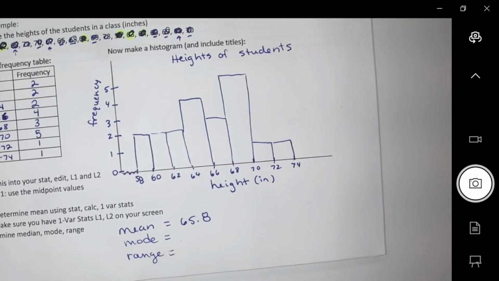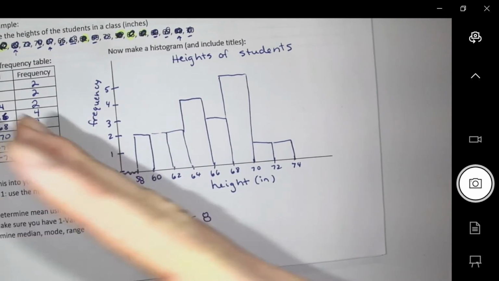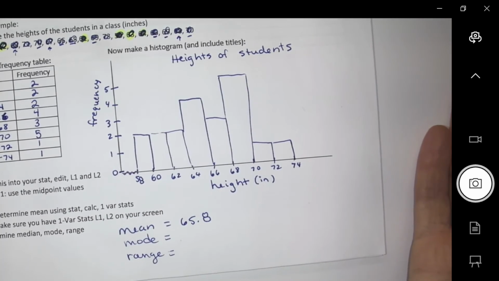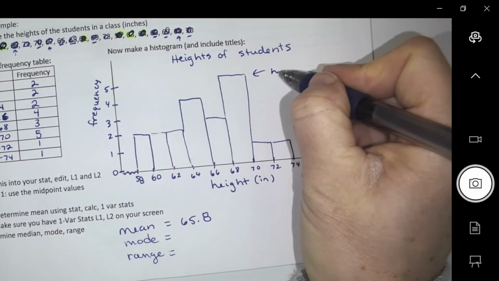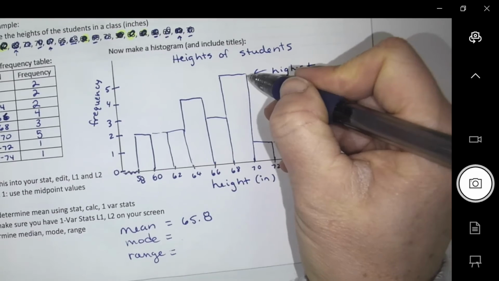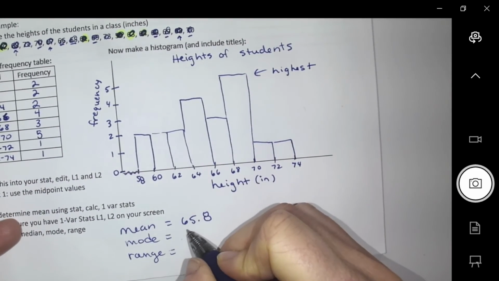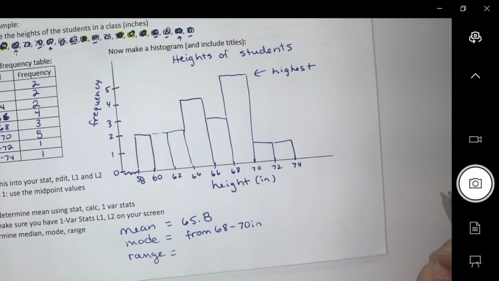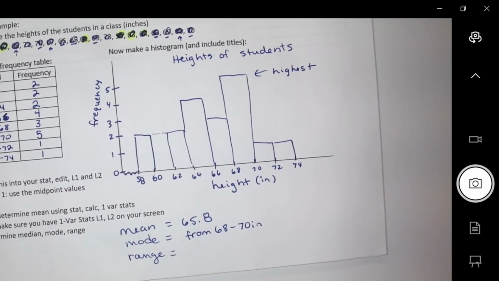Okay, so that's the average height of the class. That kind of makes sense, right? What is the mode? So which one occurs the most? Guess what? You just look at your chart. What's the highest bar? This one's the highest, so 68 to 70 inches, that height range is the mode. All I did was look at the highest bar. That one occurs the most.